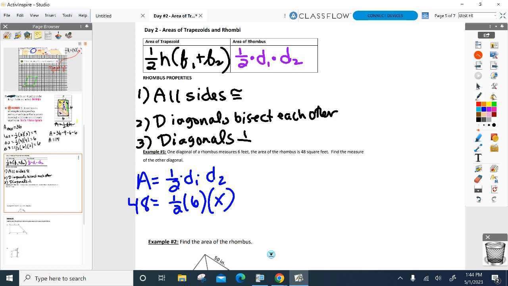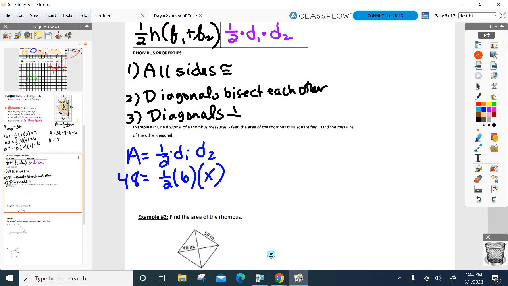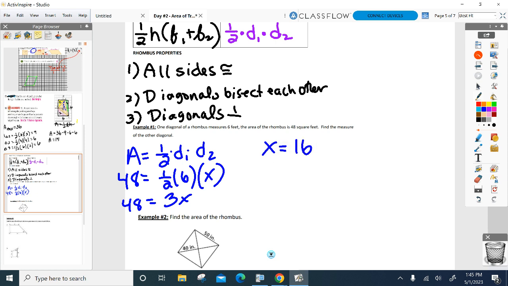I don't think you should have an issue substituting in those values, but I just want to make sure algebraically we're all right solving this. You got 48, right? Half of 6 is 3 with the x. And then, yes, you divide on both sides by 3. X equals 16. If you are going to put units, this would not be square units. We're not finding the area. We're just finding a length. So that would just be plain feet. Any issues?